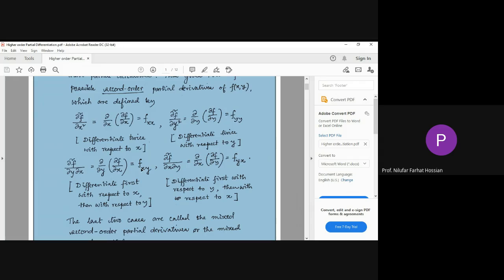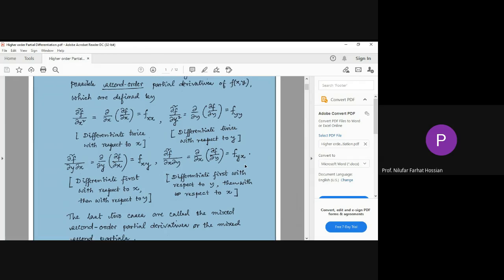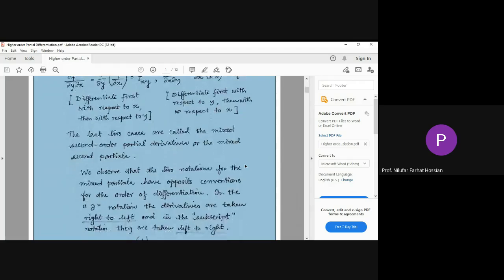So you see fxy and fyx. What is the difference between these two? Here at first you have to perform the differentiation with respect to x, then with respect to y. And here at first with respect to y, then with respect to x. So this is important when you perform your partial differentiation. The last two cases are called the mixed second order.